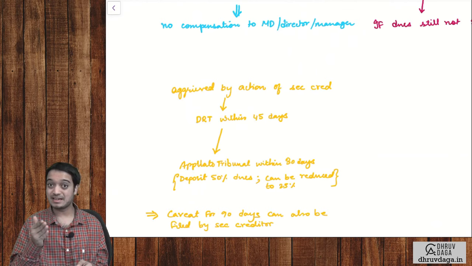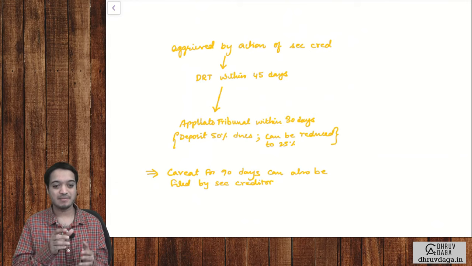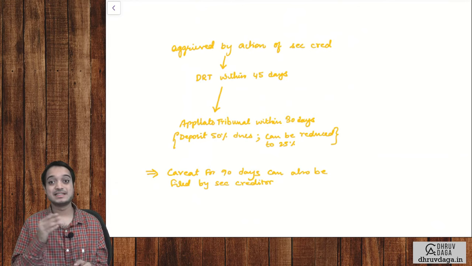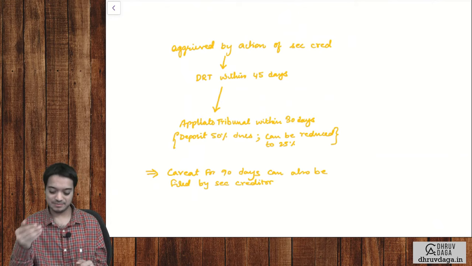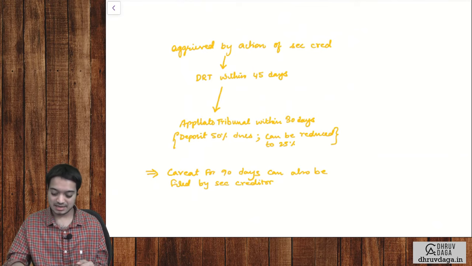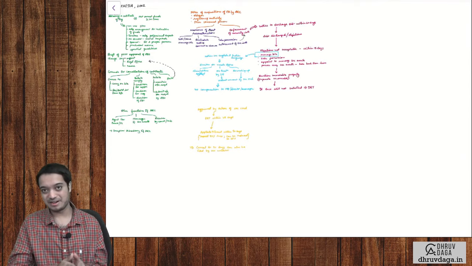If you want to appeal against the order of the Debt Recovery Tribunal, you can go to the Appellate Tribunal within 30 days. But for going to the Appellate Tribunal, minimum 50% of the amount which is due needs to be deposited. However, in certain circumstances, this 50% amount can be reduced by the Appellate Tribunal to 25%. The secured creditor can also file a caveat which will remain valid for a period of time before the DRT or the Appellate Tribunal. So this completes our entire act. Now let's move on to the last one.